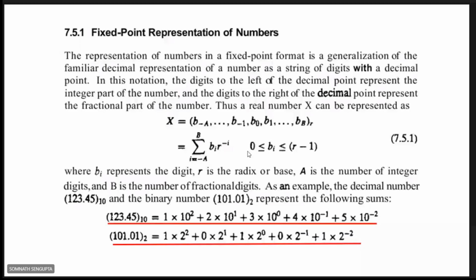If it is decimal, then b ranges from 0 to r minus 1, that is 0 to 9. Okay. R is equal to 10, so 10 minus 1, 9. And if it is binary, then it is 0 to 1. Okay. b ranges from 0 to 1. So in this way, we represent the numbers, fixed point numbers.